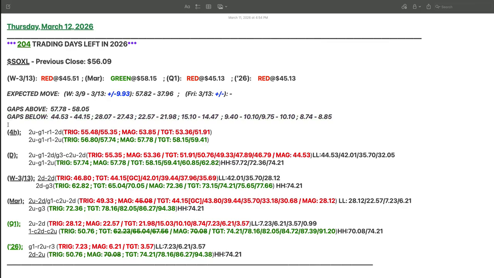We know that from a scalping perspective, we're looking for scalping at early morning. We're looking for higher lows at or above opening print to get into calls, or we're looking for lower highs at or below opening print to get into puts.